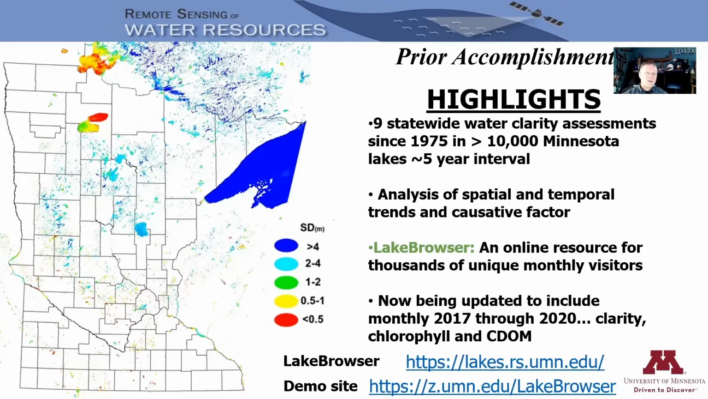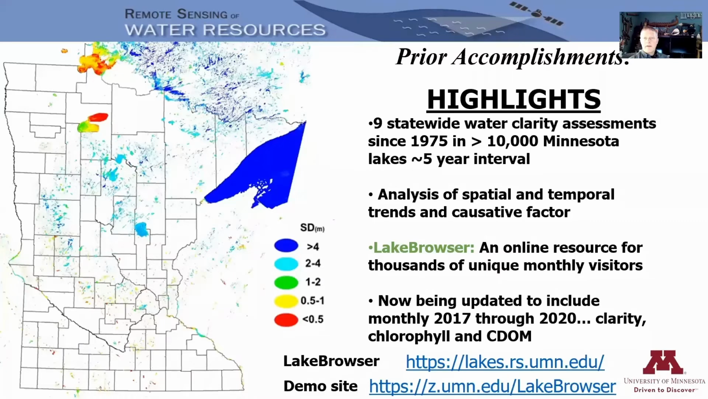One thing we did back in 2002 is we made all of our data available on an online Google Earth format lake browser, where people can zoom in and get information about their lakes. It's been very popular, with thousands of unique visitors coming to get their information every month. Having water clarity at 5-year intervals has been great.